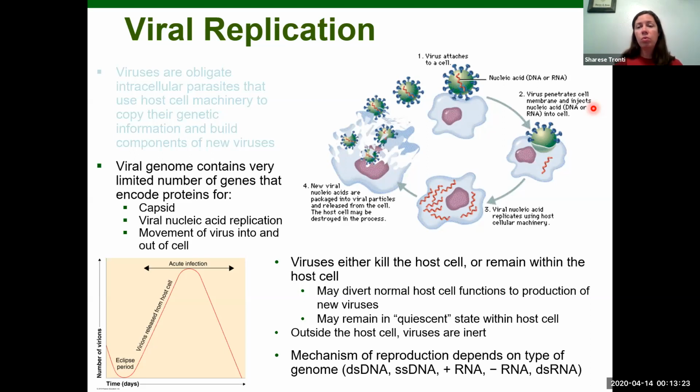And so those are the only genes that it needs: genes that are required for replication, and also genes that are required for its protein code. So it's going to have genes that encode proteins for the capsid, also proteins that are required for replication, and also proteins that are necessary to help it move into and out of the cell. So adhesions, it's going to, of course, encode for adhesions too.